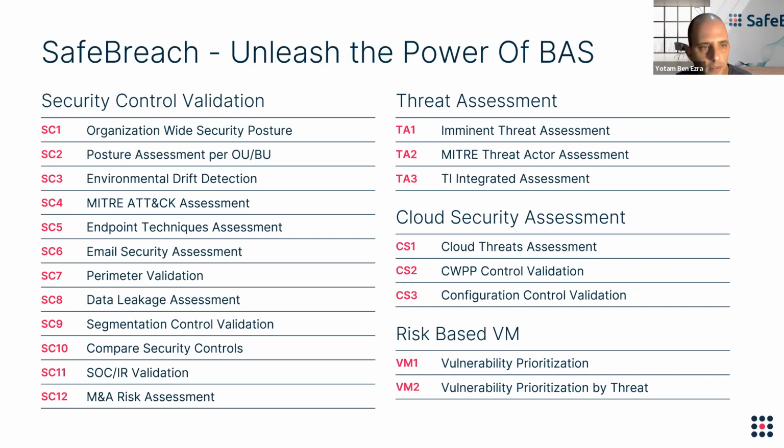That can be done in various aspects, like per business unit or on a monitoring basis to understand environmental drift. The second category is more control specific. So if we are, as an organization, focusing on endpoint security or on email security, we can dive deeper into the realm of that security control specifically and do a very deep test of different techniques in the email attack landscape, or the endpoint attack landscape, or the perimeter, as an example.